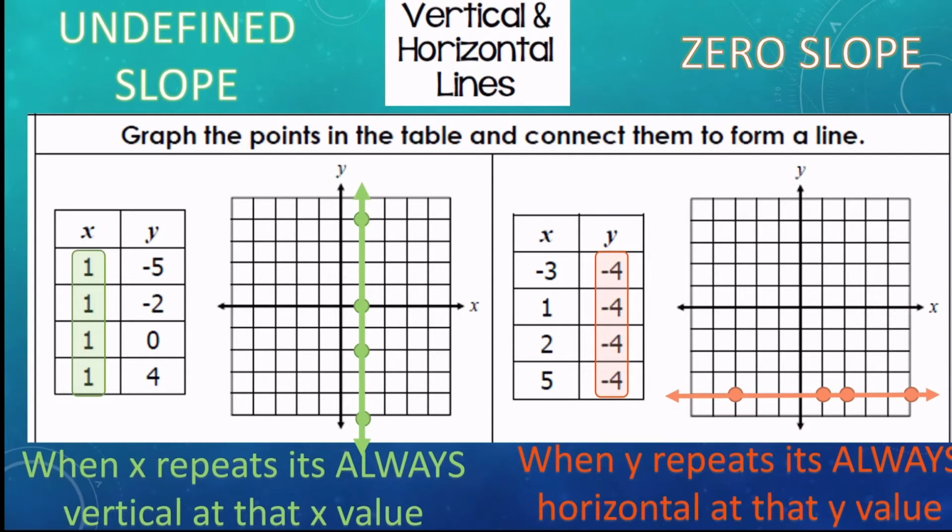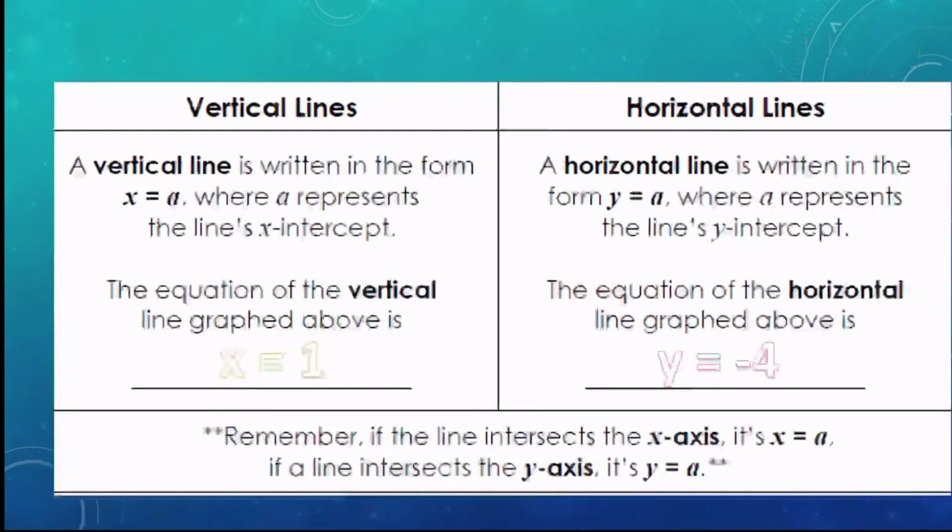Guys, this is something to commit to your memory. This is never going to change. When all the y's are the same, slope is 0. When all the x's are the same, there is no slope, or it's undefined. But what's important to understand is what these equations look like.